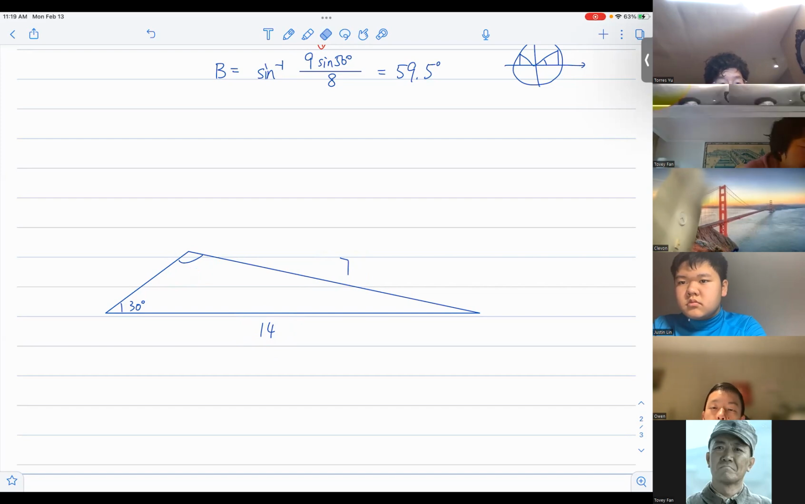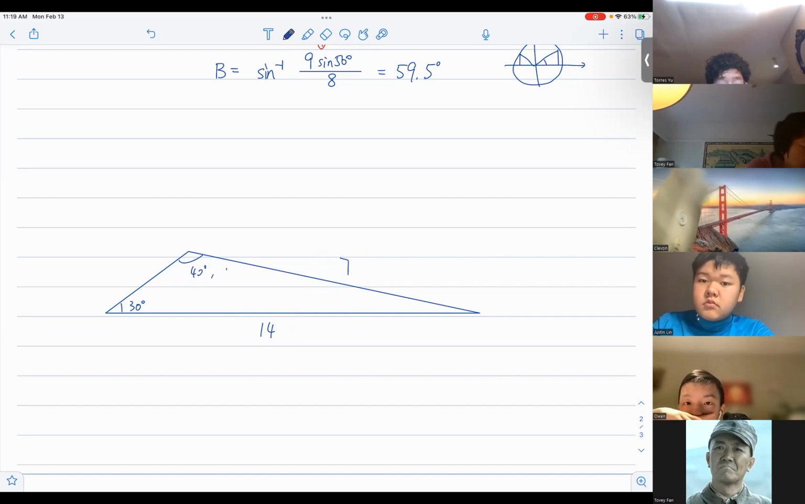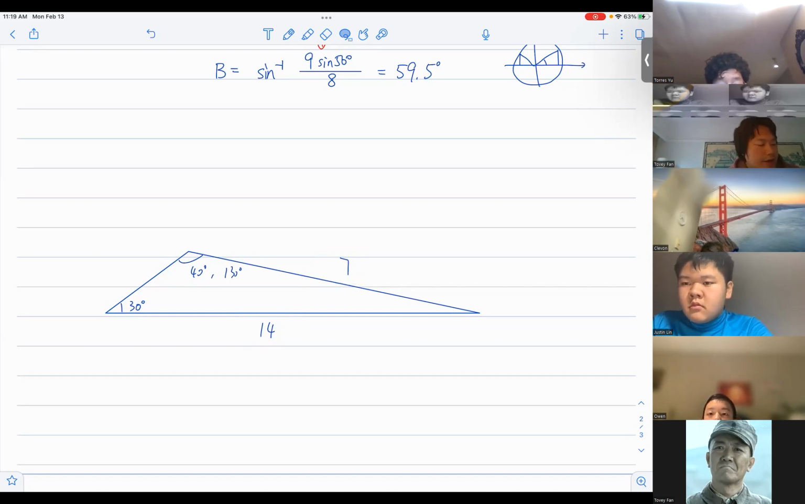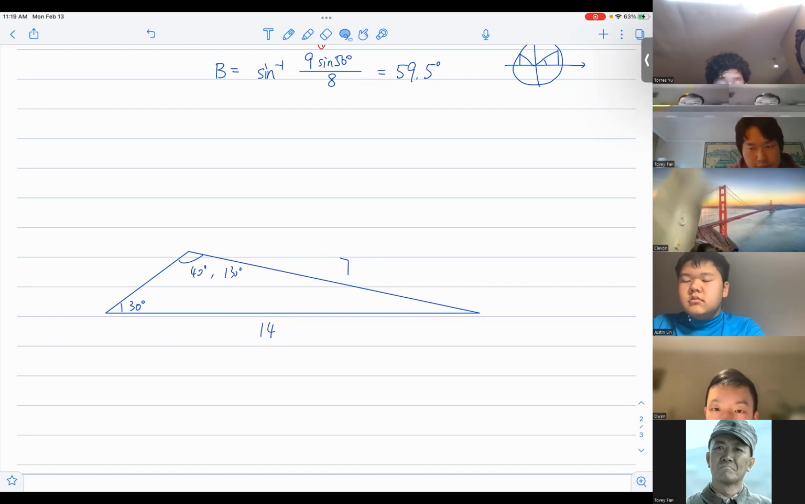But 150 here is like 180, right? So maybe let's say if the calculator gives you 40 degrees, then maybe you should add 90 to it and it becomes 130 degrees. Okay, it's based on an intuition. If the side is much bigger than the other side, maybe it corresponds to a bigger angle. Okay, but this is only an intuition.